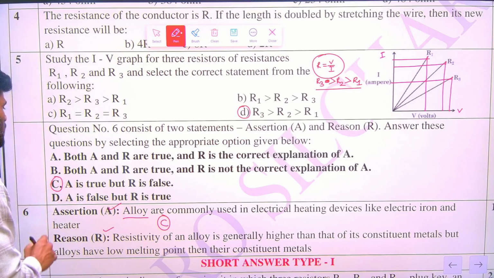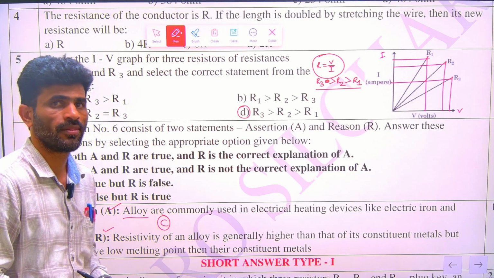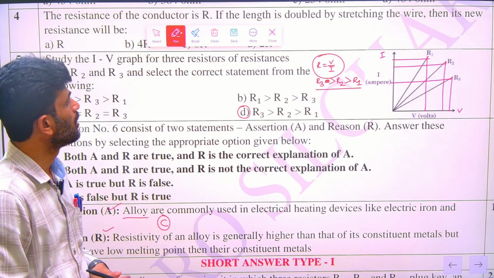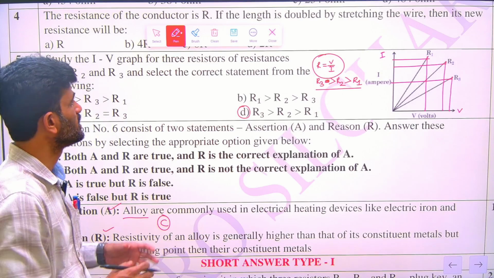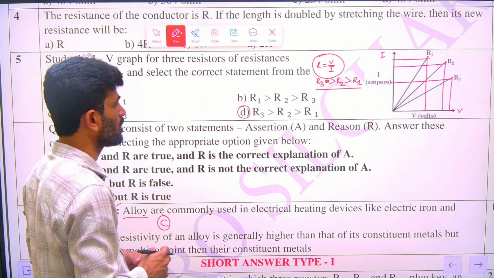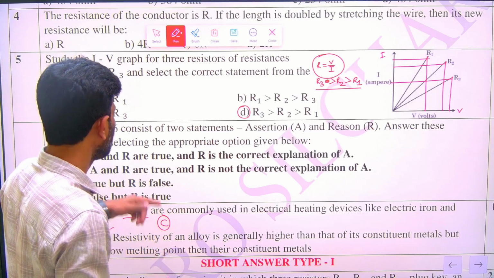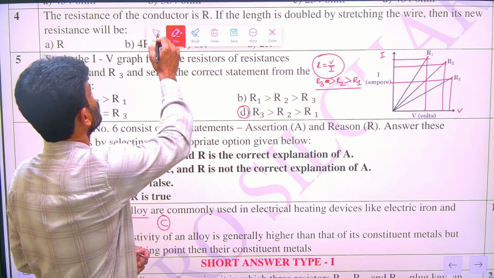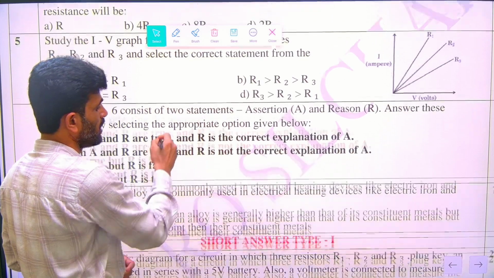Option C is correct. So I hope you all understood these MCQs and assertion and reasoning. These are some sample questions of how they are going to come in your final exam from electricity. Now let us see some short answer type questions from electricity.